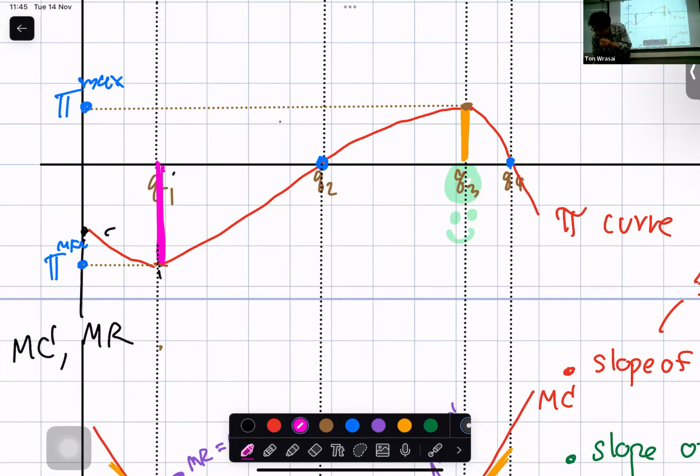Now, interestingly, if we check the slope of this profit curve here, slope equal to 0 here, slope equal to 0, flat. If we check the slope at the biggest loss, bottom of the valley, yeah, slope also 0.